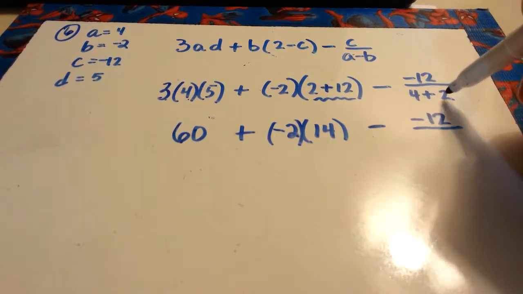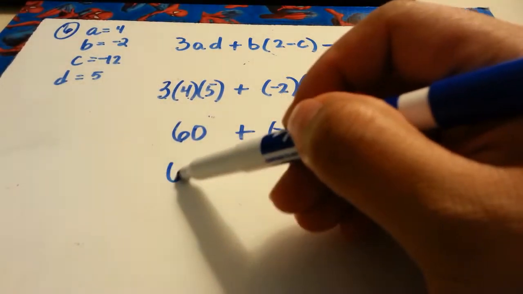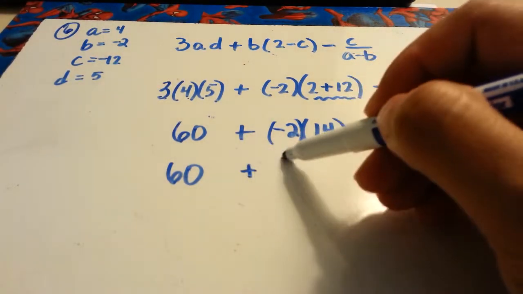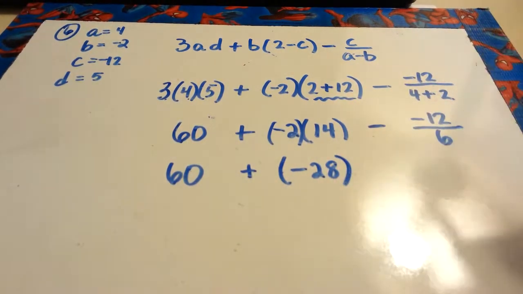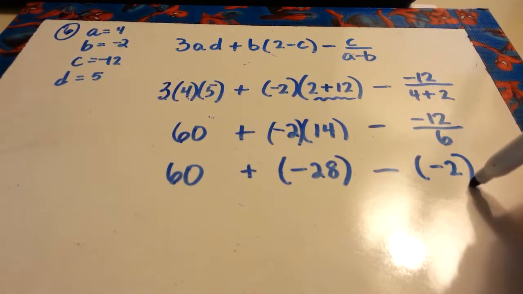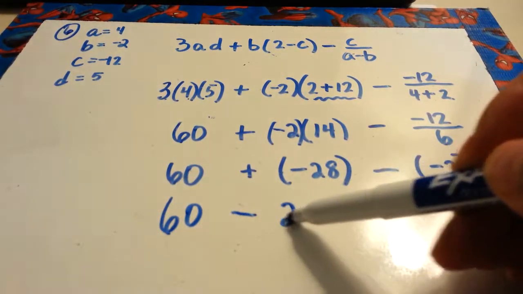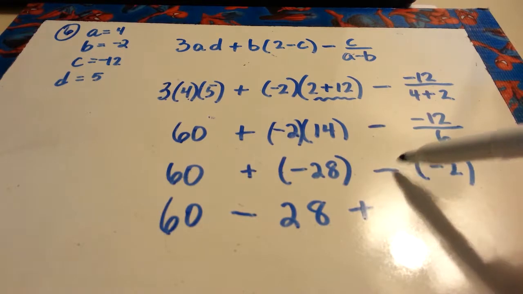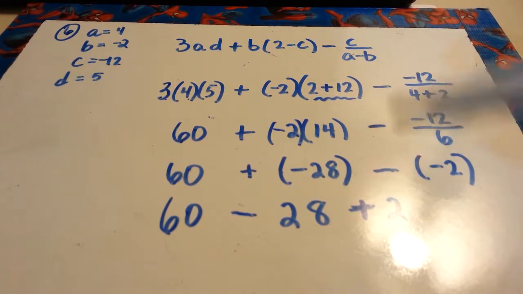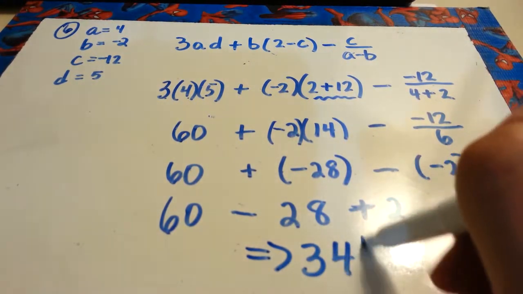Notice I haven't changed it. I want to add these two first over a 6. All right, so you have 60. What's negative 2 times 14? Well, it's negative 28. So it says plus a negative 28 minus, what's negative 12 divided by 6? Well, it's a negative 2. And you just start cleaning it up. At this point, you can feel free to plug it into your calculator. This is minus a negative 2, so it's plus 2. And so now you work it on your calculator, and you get that the answer is 34.